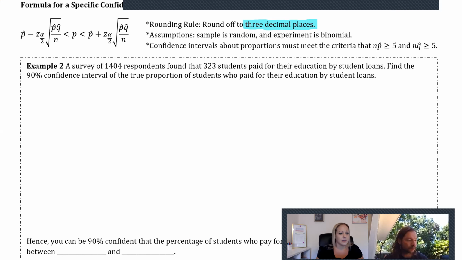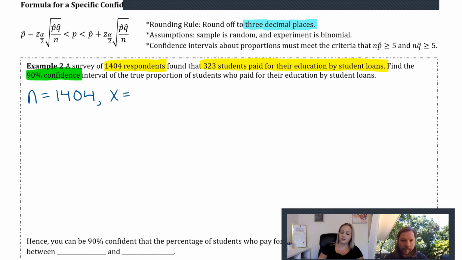Okay, so let's do an example here. Example 2 says a survey of 1,404 respondents found that 323 students paid for their education by student loans. Find the 90% confidence interval of the true proportion of students who paid for their education by student loans. Let's jot down all the things that we're going to need to plug into that formula. Let's start with N. N is the total number of people, which is 1,404. And then let's figure out what X is. X is the number of people who have that characteristic, the number of students who paid for their education by student loans, so that's 323.